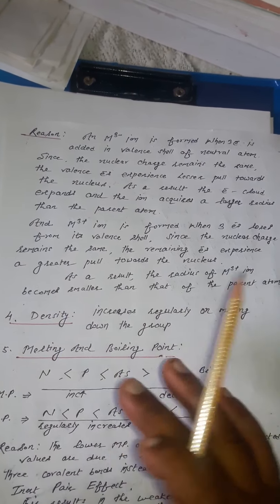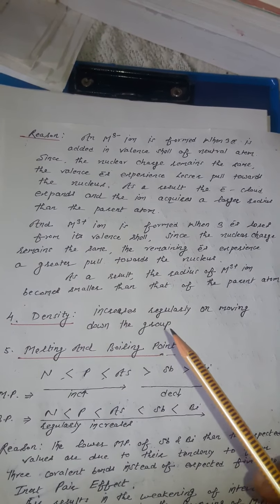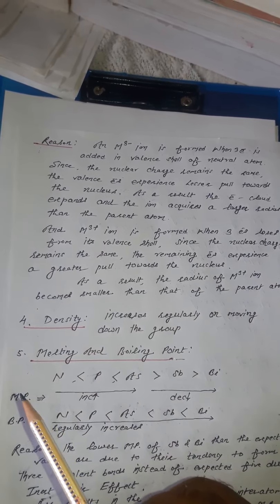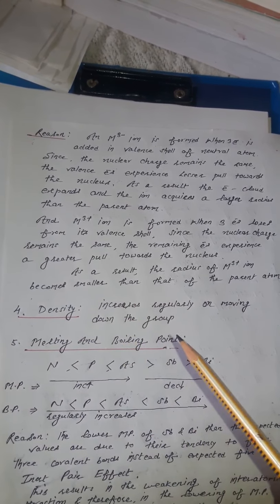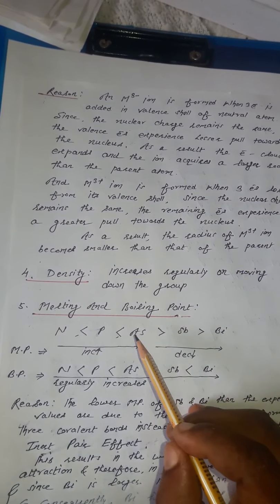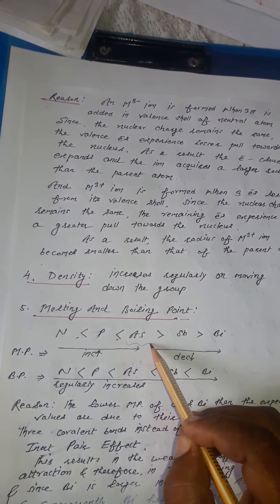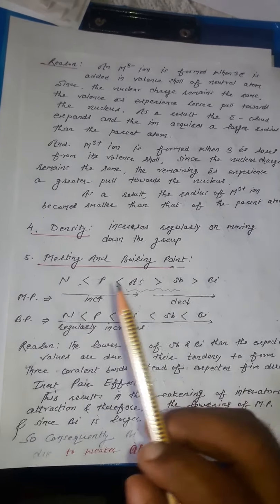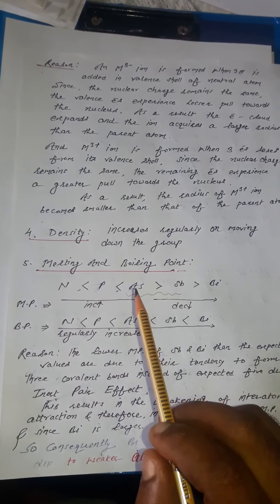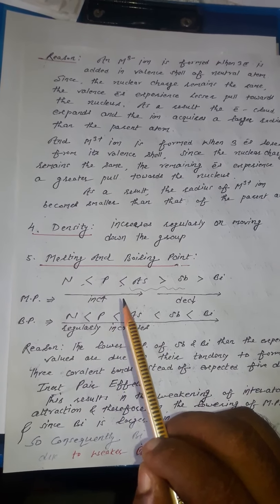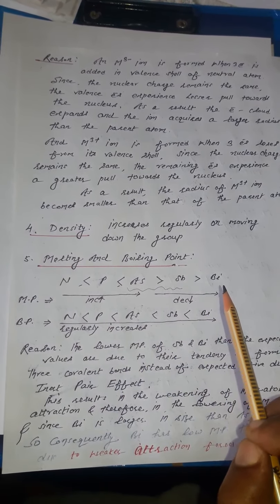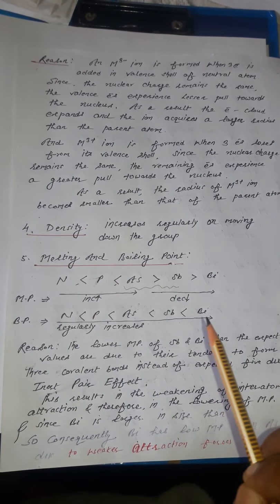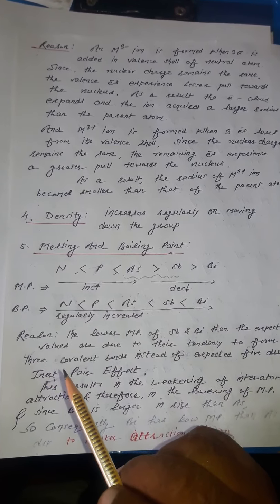So next property is density, which increases regularly on moving down the group, and fifth property is melting and boiling point. So here is one exceptional case in the melting points. So what is the reason? From nitrogen to arsenic the melting point increases then decreases continuously to bismuth, but boiling point regularly increases down the group. So what is the reason?